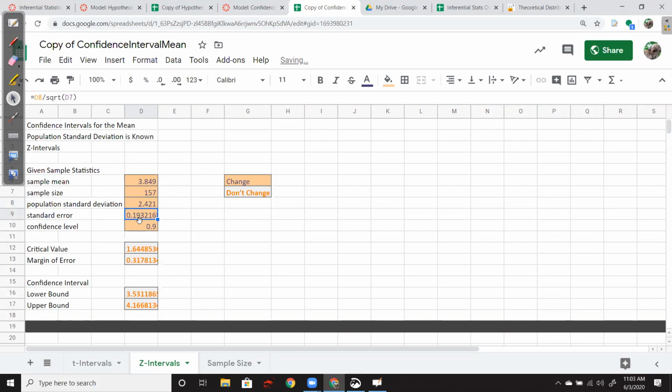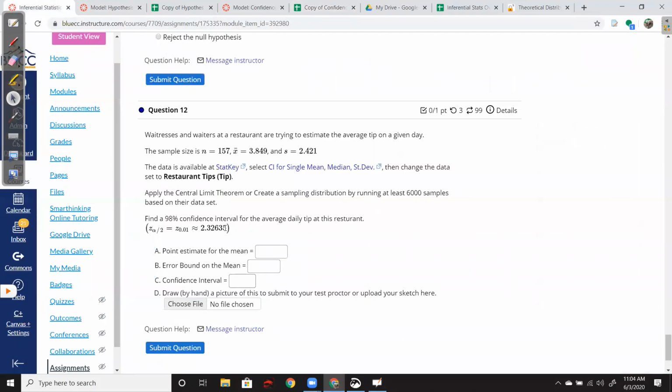And so the standard error here should be about 0.19, so about 20 cents. And confidence level, ours was 98, so 0.98. So once I replace all those values, this should calculate everything else. So the critical value, that's that 2.32, in this case it says 2.326, which is what I pre-calculated for you here in the problem.